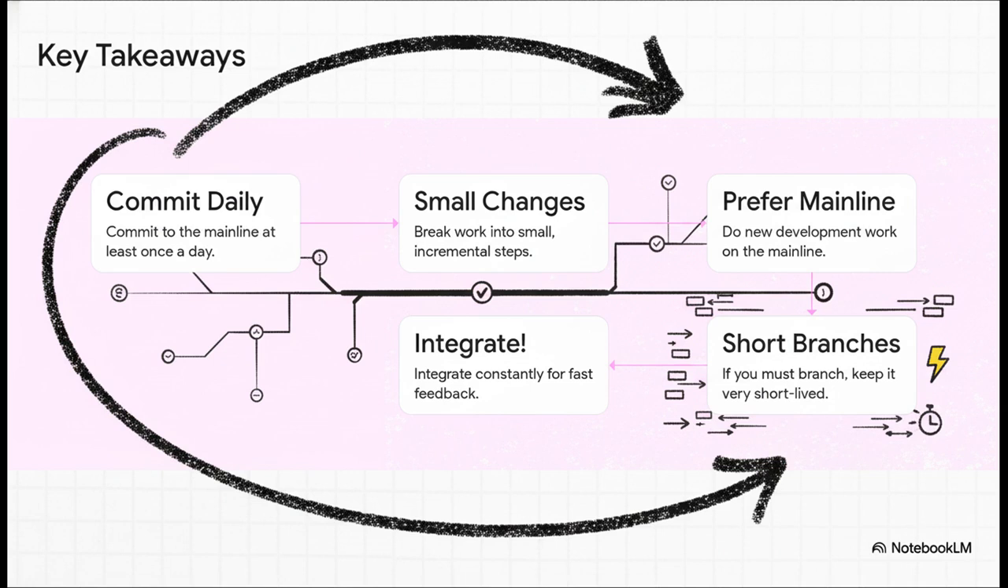So to sum it all up, here are the key habits that will lead you to a sane and effective way of working together. 1. Commit your work to the main line at least once a day. 2. Break your work down into small, incremental changes. 3. Whenever possible, do your new development work directly on the main line. 4. If you absolutely have to use a branch for a release or maybe a tiny, short-lived task, make sure it gets merged back in or deleted as fast as possible. And 5, the big one, integrate constantly. It's all about getting that fast feedback to maintain a healthy codebase.